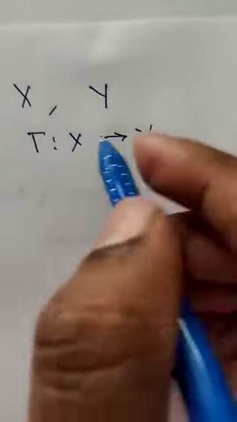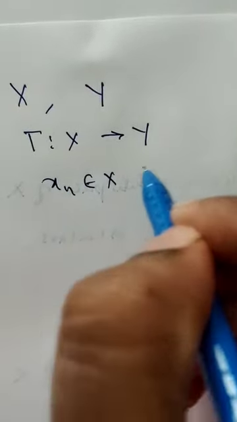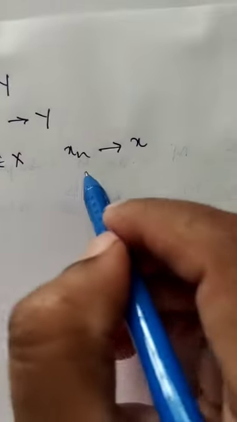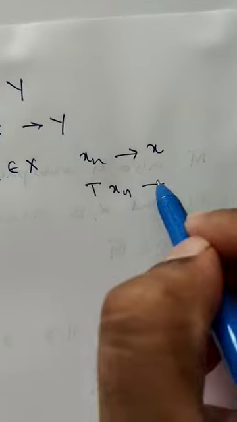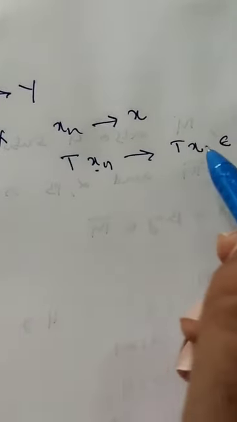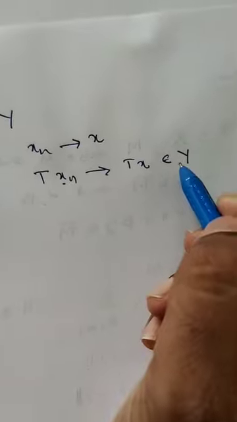Now let's come to the definition that we already discussed. You know that when X and Y are normed linear spaces, then the mapping, say T from X to Y, is said to be continuous if for every sequence xn in X converging to the point X, the sequence T of xn in Y converges to T of X. This is the definition of a continuous function T.